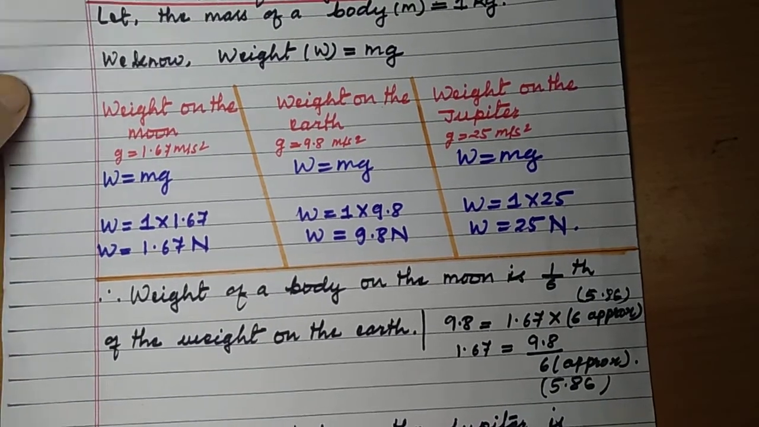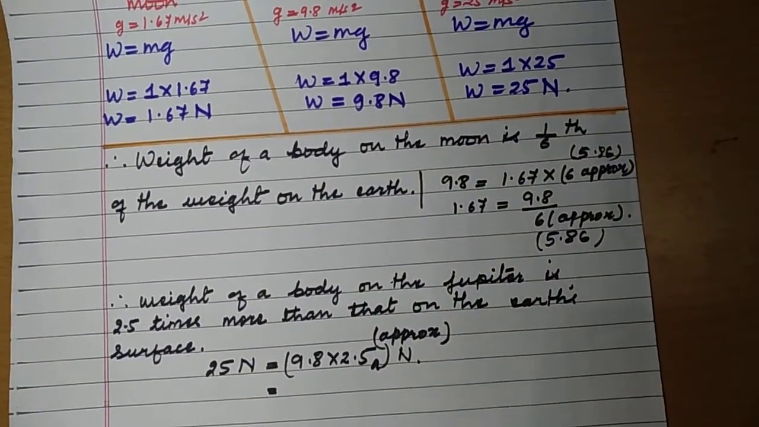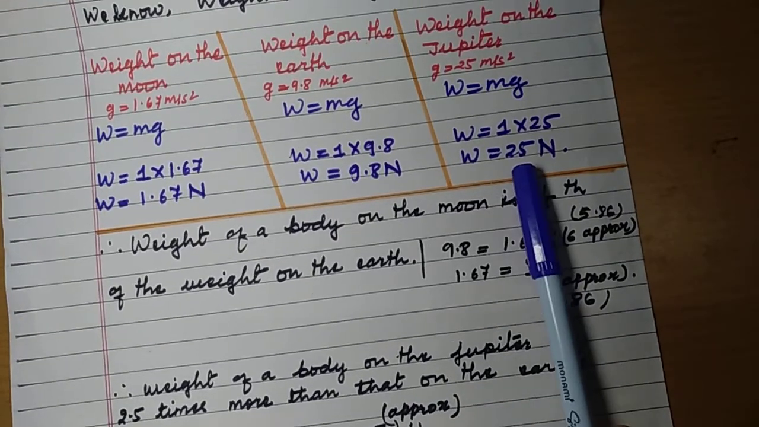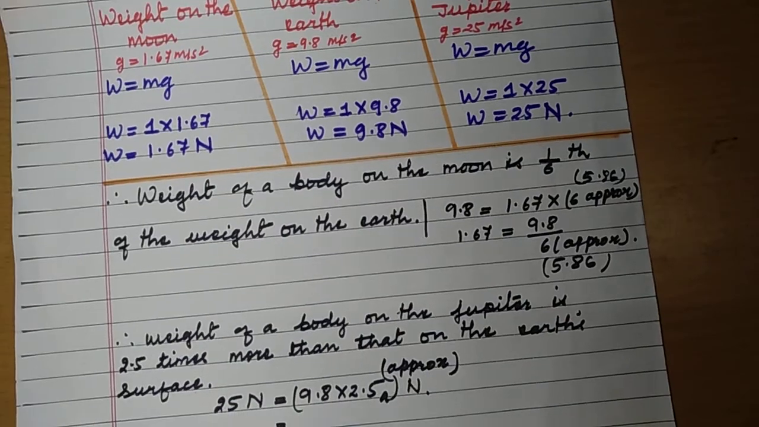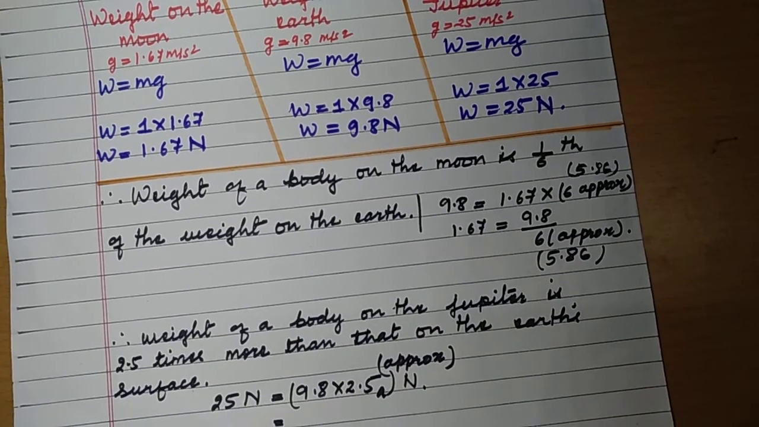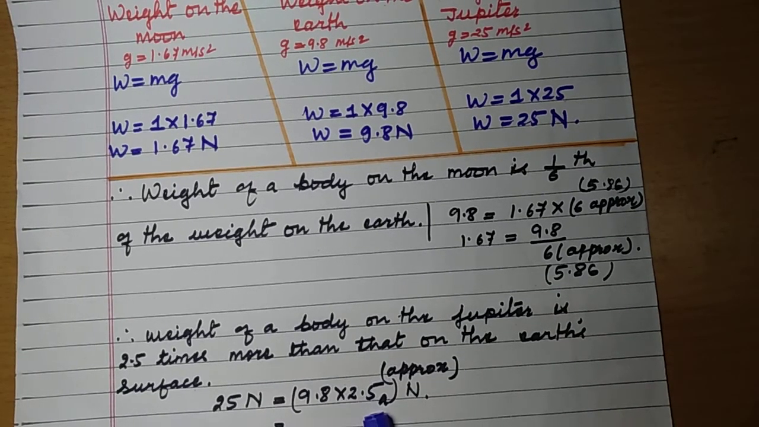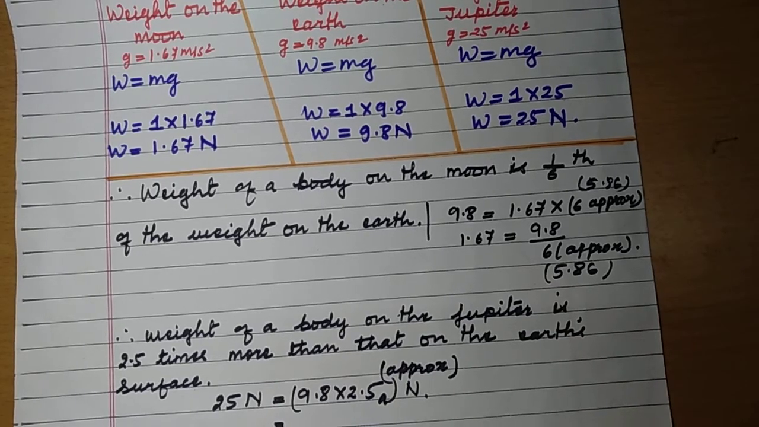Now similarly on the Jupiter, the weight of a body on the Jupiter is 2.5 times more than that on the Earth's surface. If you measure the weight of the same body on the Jupiter, it is 2.5 times more than on the Earth, and we have seen this from this calculation only. It means, you see, 25 is greater than 9.8 by almost 2.5 times. So this makes the value more on the Jupiter.